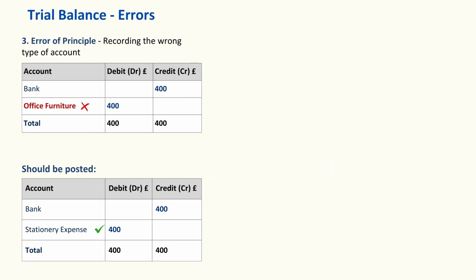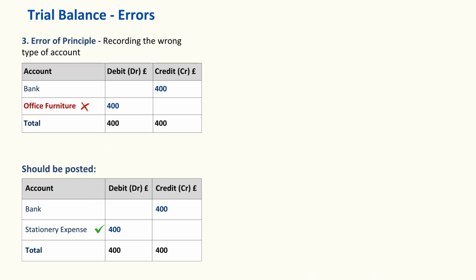Next type of error is error of principal. When a transaction is posted to the wrong type or class of account, an error of principal occurs. The amount is correct, but it is posted to the wrong type of account. This breaks accounting principles. The trial balance still balances, but the financial statements become misleading.